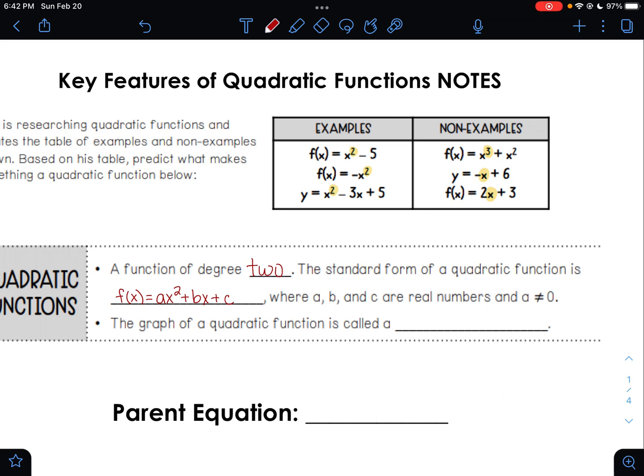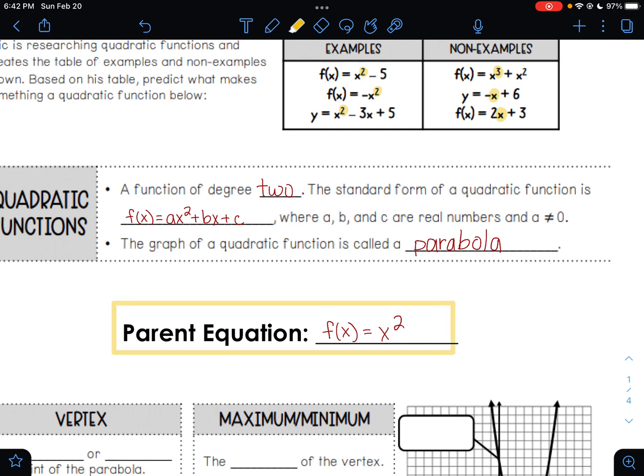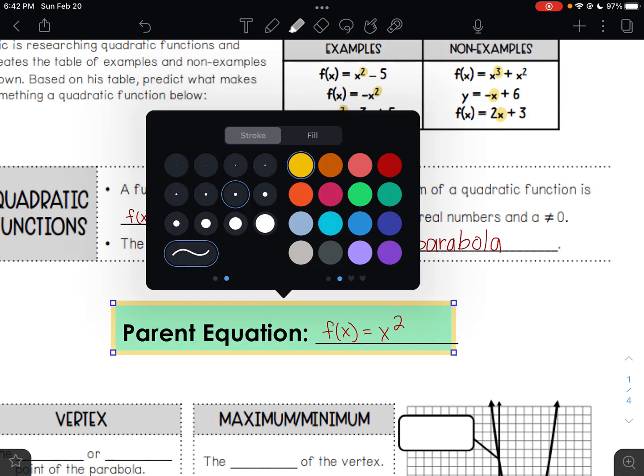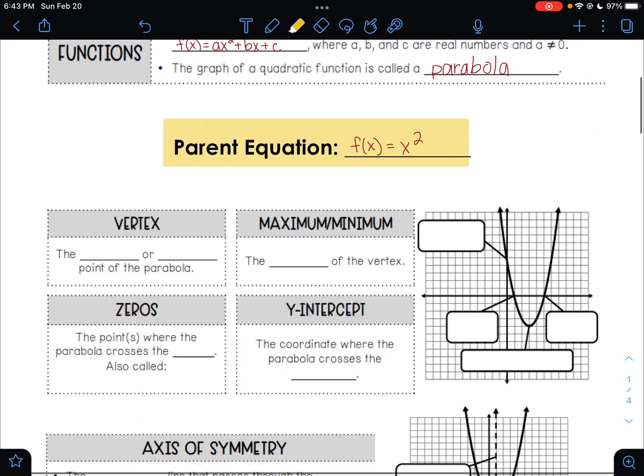Next, the graph of a quadratic function is called a parabola, but parabola is the correct way to pronounce it. And then a really important part is the parent equation to the quadratic function. Remember, that is f(x) = x², or y = x². So this is super important, knowing what is our quadratic function and what is not.